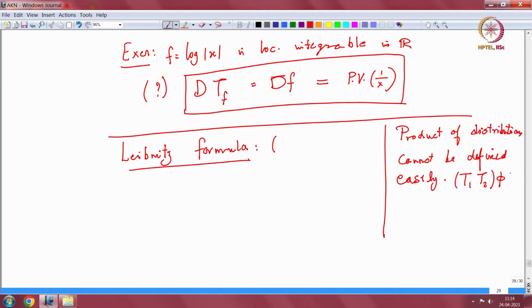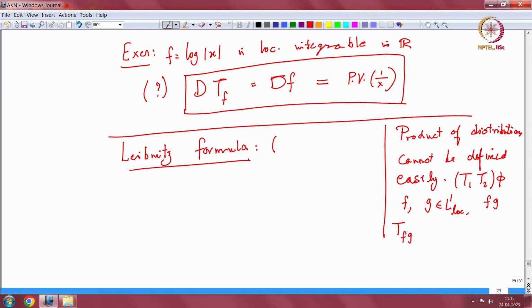Whenever you want to introduce a new concept in distribution theory, first see whether you can define it for the distributions given by locally integrable functions. That may give you an idea how to go about it. For example, suppose I have f and g locally integrable. Then of course you can define f g, and f g may or may not be locally integrable. So how do you define T f g?